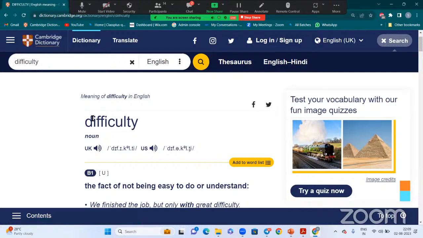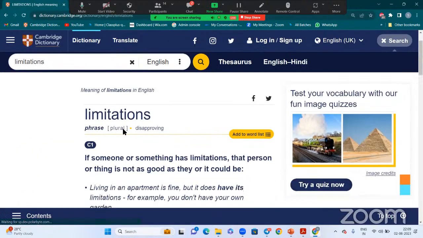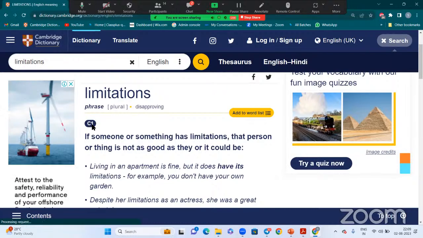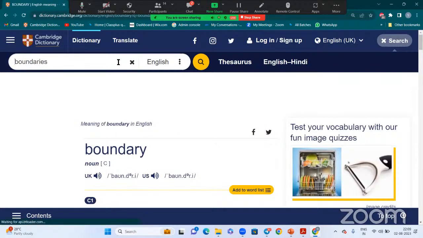Okay. Now other words you can use, limitations. You can use limitation. Limitations is C1. That means you'll get 350 to 449 marks. She has financial limitations. If you cannot use constraints, use the word limitations. Or if you do not know this word also, you can use boundaries. Boundary is C1 again. C1 means you will get 350 to 449 marks.